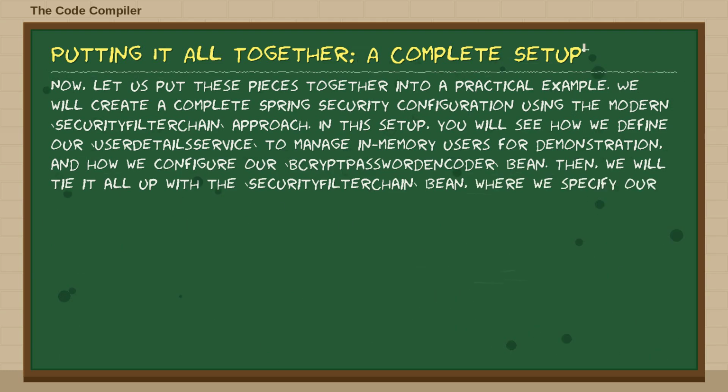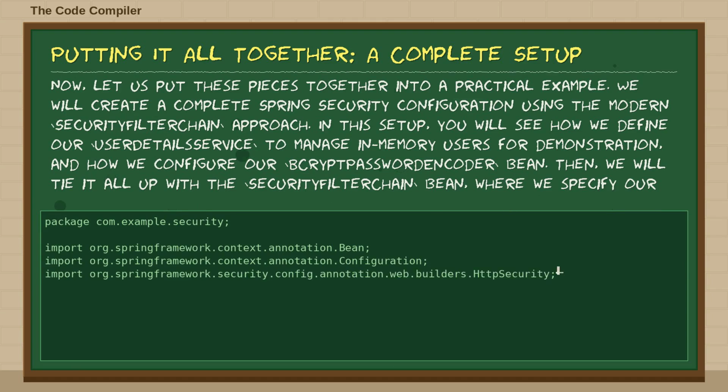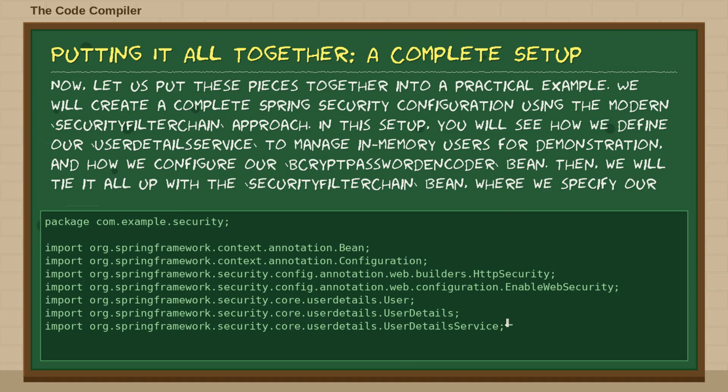Then, we will tie it all up with the security filter chain bean, where we specify our authorization rules. This includes allowing public access to some paths, restricting others to specific roles, and requiring authentication for all other requests. This unified configuration provides a clear and powerful way to secure your application, ensuring both who can access and what they can do once inside.